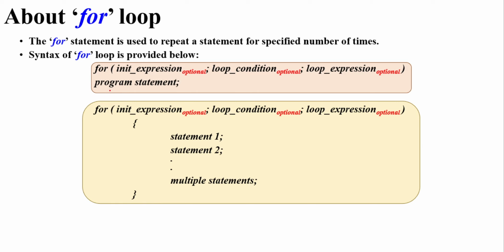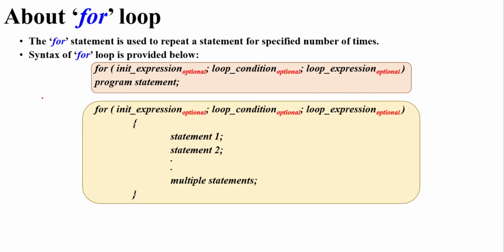So remember here, in this statement, which is represented in the orange box, only one line will be executed after the for loop. Whereas in the case of curly braces, all the statements within the curly braces will be repeated multiple times. And remember, all three conditions are optional. That means you can avoid putting any of these in the for loop. It is not mandatory to keep all these three options, or to write something for all three.